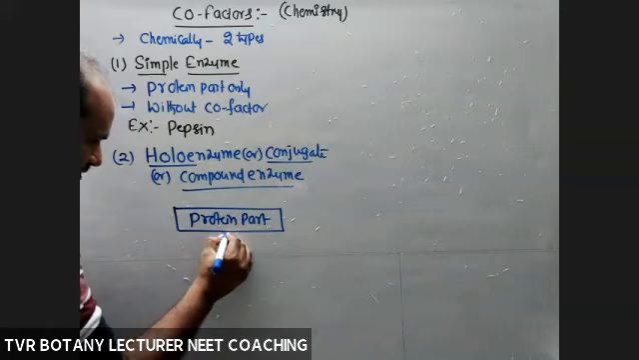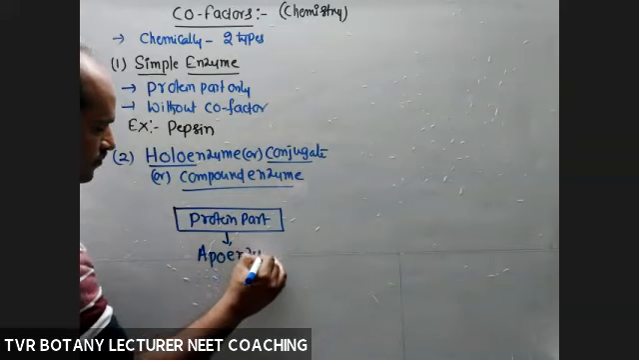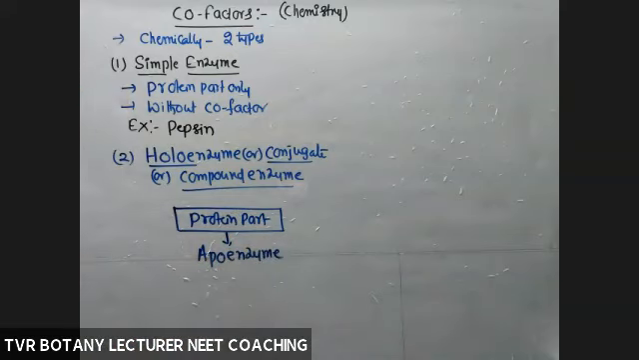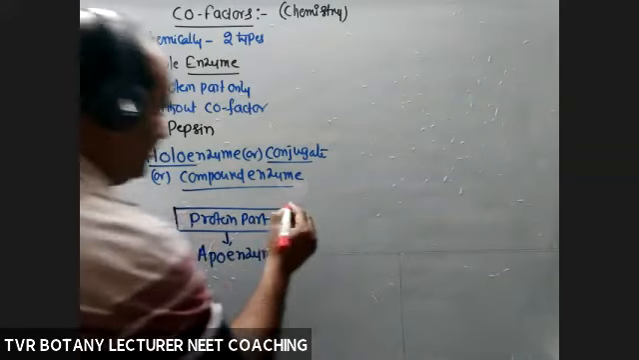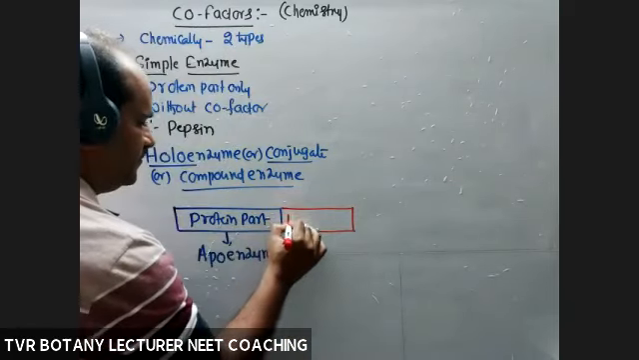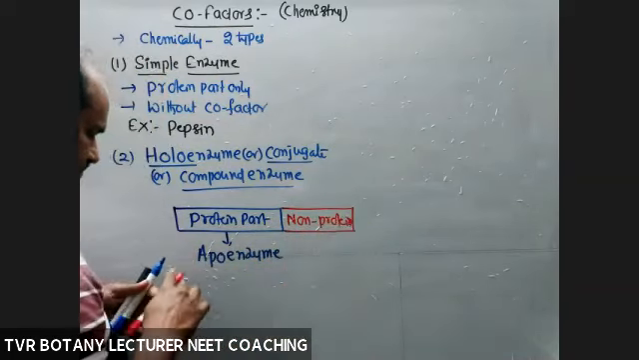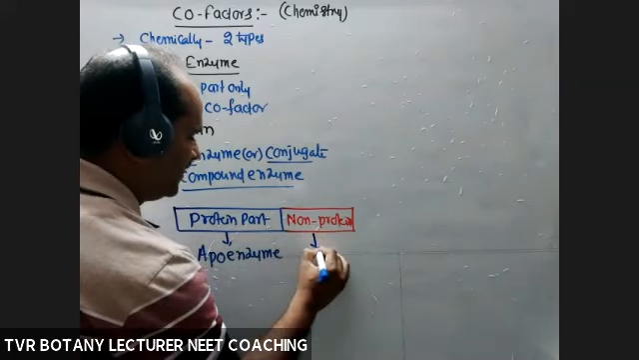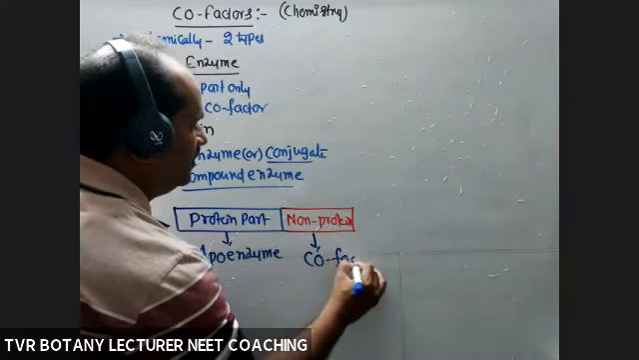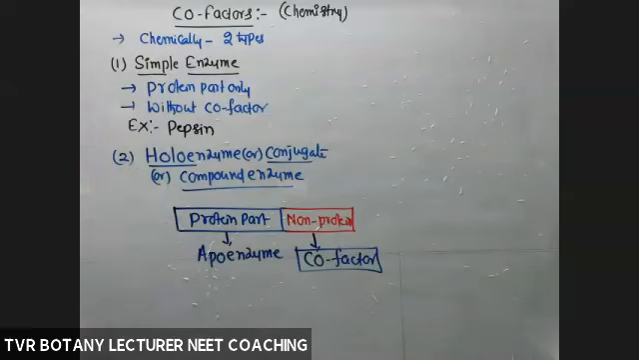This protein part is called apoenzyme. Apoenzyme is the protein part. And the second part is the non-protein part, that is, other than protein. This non-protein part is called the cofactor. In your textbook, they explained from cofactors onwards. They didn't explain this part.